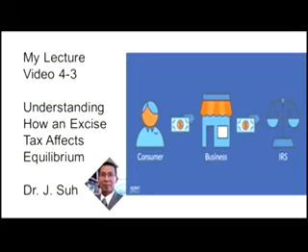We're still talking about taxes. Now the question is, how does an excise tax affect the market equilibrium? We're going to use a supply and a demand diagram to show how the existence of an excise tax influences the price and quantity traded, and how it affects the amount of economic value that's created in a market.